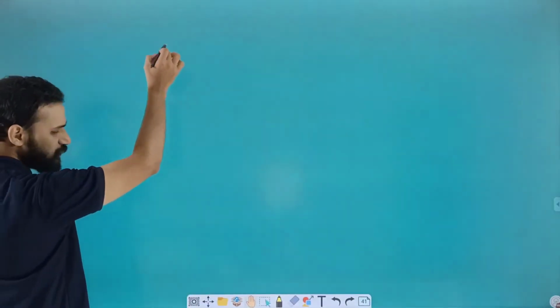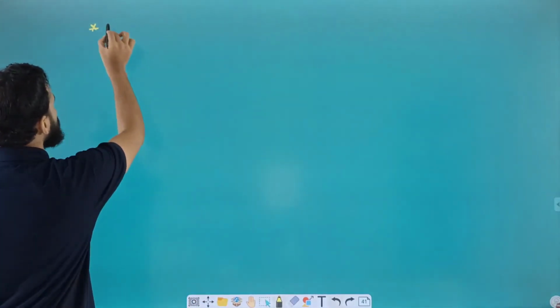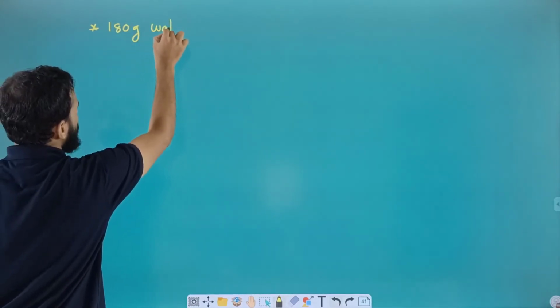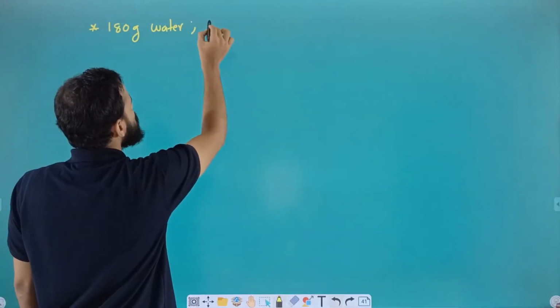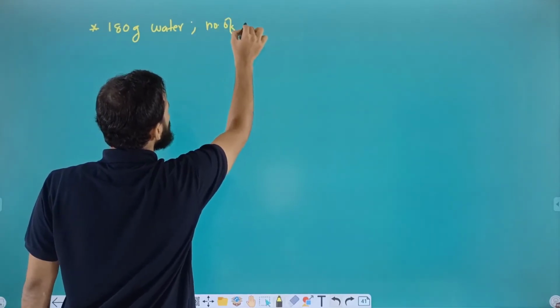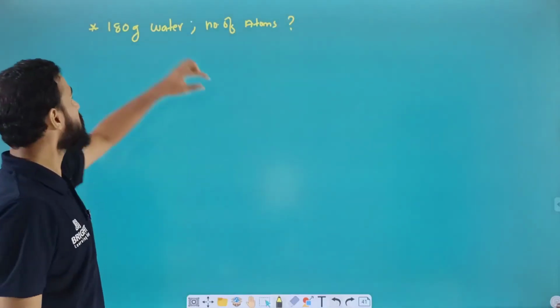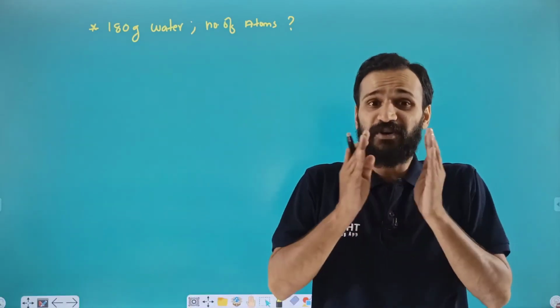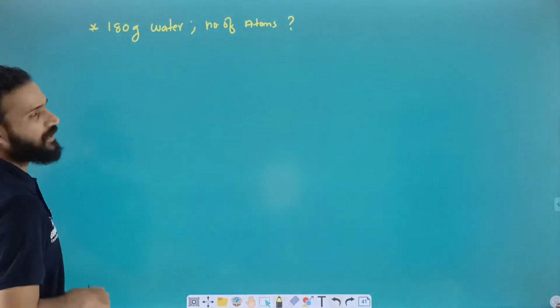Let's do some simple questions regarding this. Suppose, dear students, we have a question. In the question, they have given 180 gram of water, and they are asking the number of atoms present in 180 gram of water. What is the question? Find the number of atoms present in 180 gram of water. Suppose that's a question asked in our question paper. So how can we calculate?